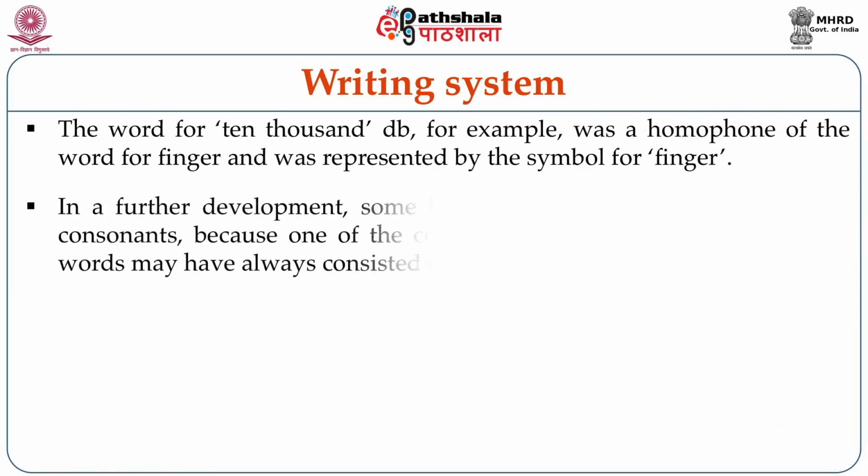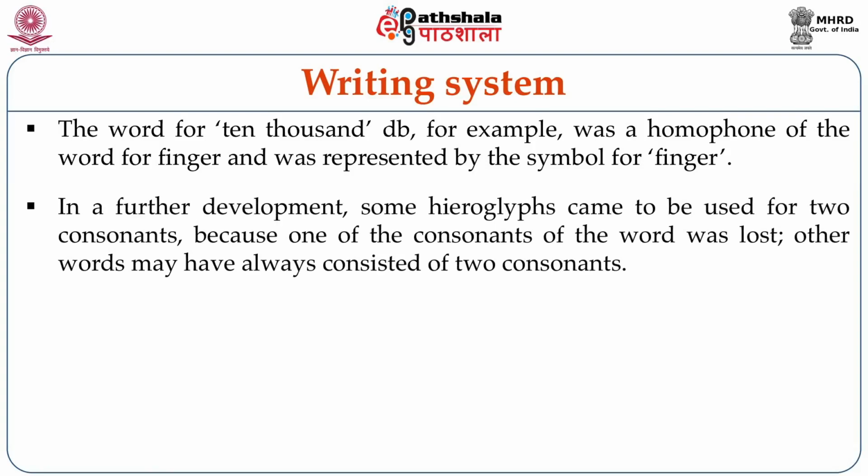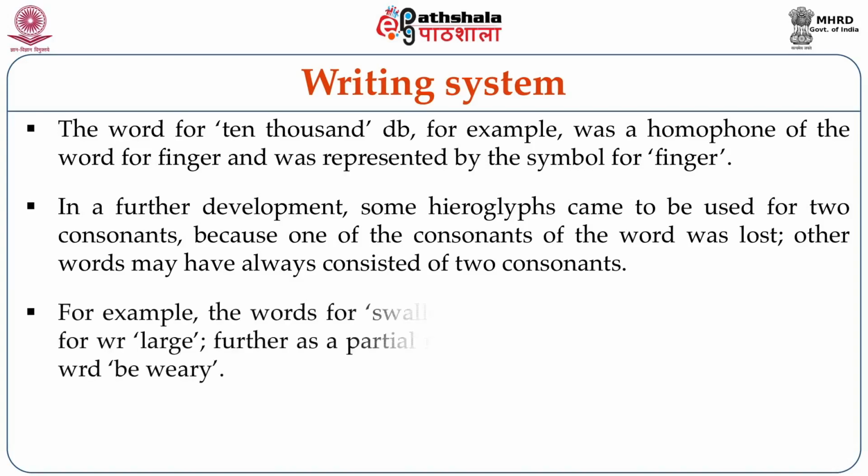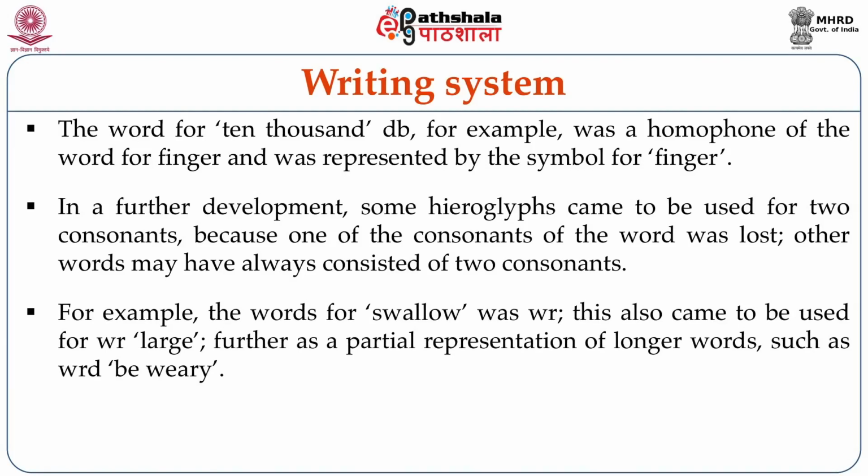In a further development, some hieroglyphs came to be used for two consonants because one of the consonants of the word was lost. Other words may have always consisted of two consonants. For example, the word for swallow was wr. This also came to be used for wr, large. Further, as a parallel representation of longer words such as wre, be wary.